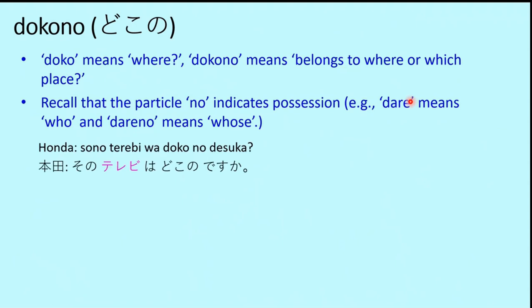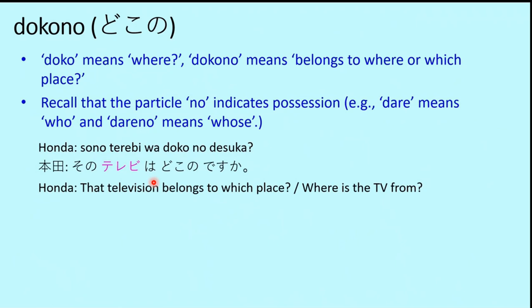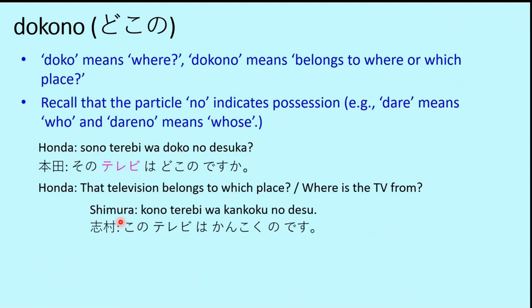So it will be clear with this example. Honda-san says, Sono terebi wa doko no desu ka? Terebi means television. It's a short form of television and that's why it is written in katakana. Sono terebi means that television, wa doko no desu ka means that television is from which place, or where is the TV from. That means the TV that you have purchased, it is from which country. Is it an imported TV? So the meaning of this question is that. That television belongs to which place?